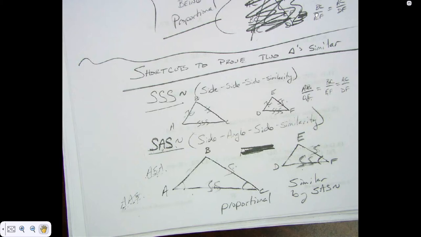Well, how do we know? Just because of the angles outside of the sides. They didn't give you enough information. You don't know if they're similar or not.